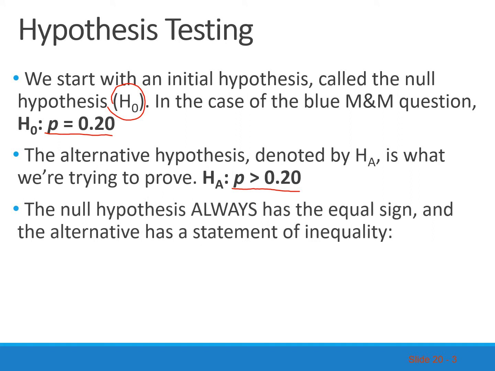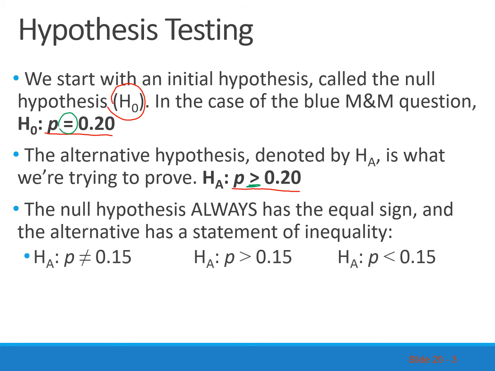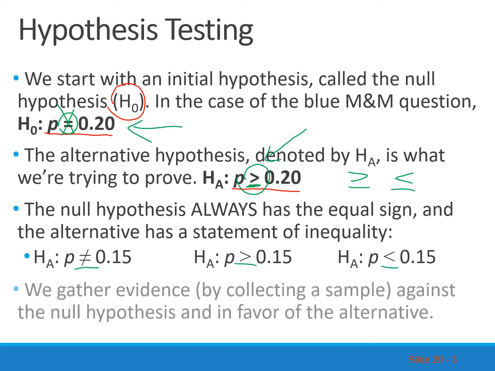The null hypothesis always has an equal sign, and the alternative always has some kind of statement of inequality. So maybe it's a not equal to sign, greater than sign, or less than sign. We wouldn't want this to be a greater than or equal to or a less than or equal to. And we wouldn't want the null to be a less than or a greater than. So we always have an equal sign for the null and one of these three signs for the alternative. When we do a hypothesis test, we're gathering evidence against the null hypothesis. We're trying to prove this wrong. And if we're able to prove that wrong, we're left with the alternative. So we've proved the alternative true.